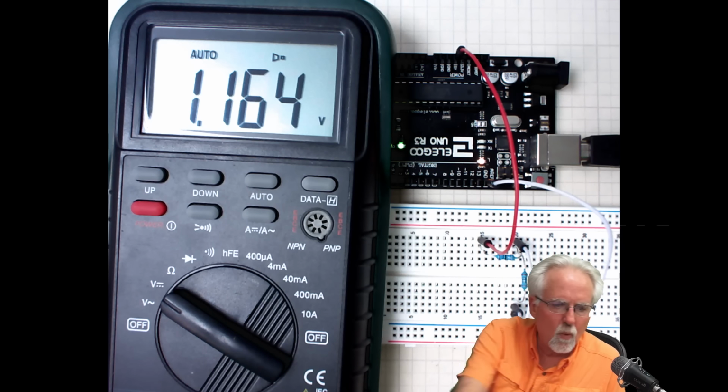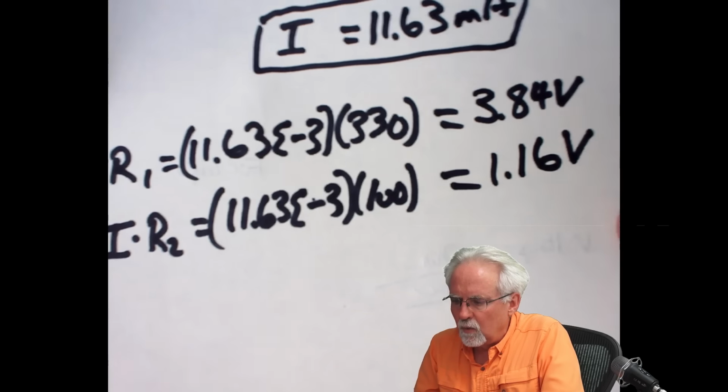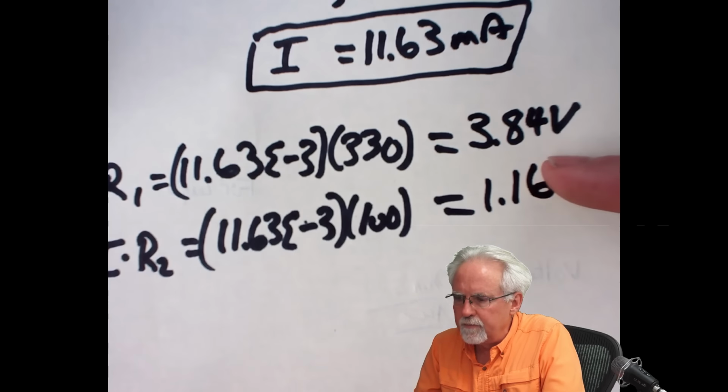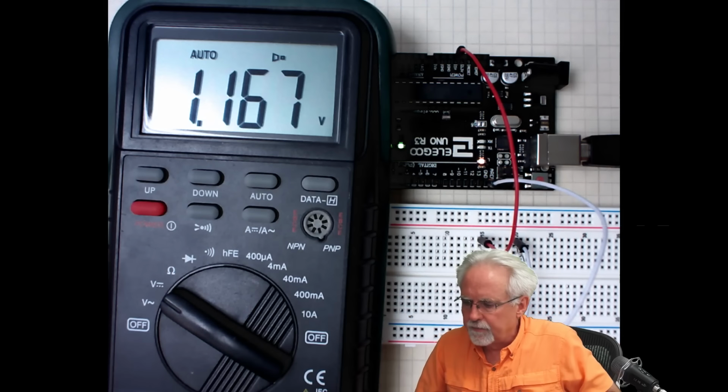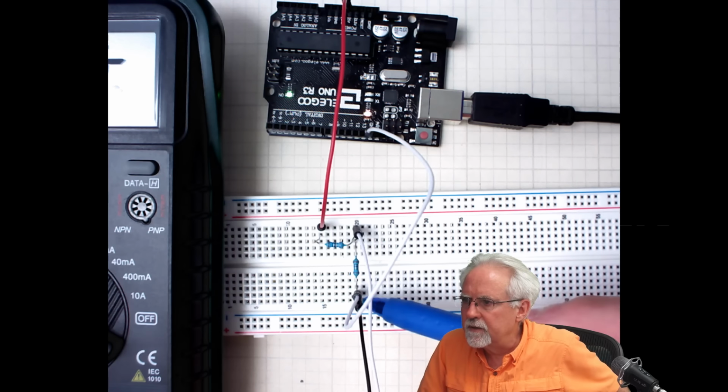We measure 1.16 volts, which is exactly what we calculated it should be, 1.16 volts across this R2.